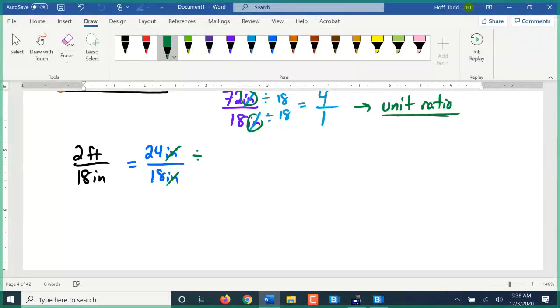And both 24 and 18 can be divided by 6. 24 divided by 6 is 4, and 18 divided by 6 is 3. Now, once again, we have to resist the urge to keep reducing this like we would a fraction. If this were a fraction, this would be an improper fraction. We would change it to a mixed number of 1 1/3. For a ratio, we never do that. We would always leave it as an improper fraction, 4 to 3.